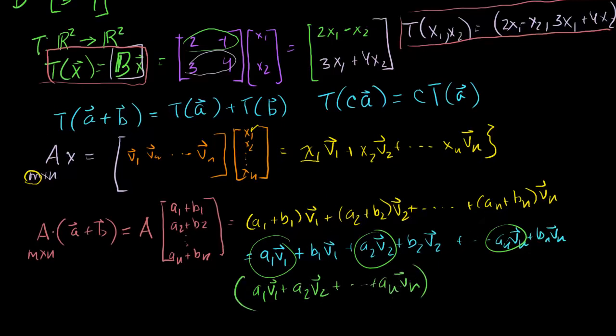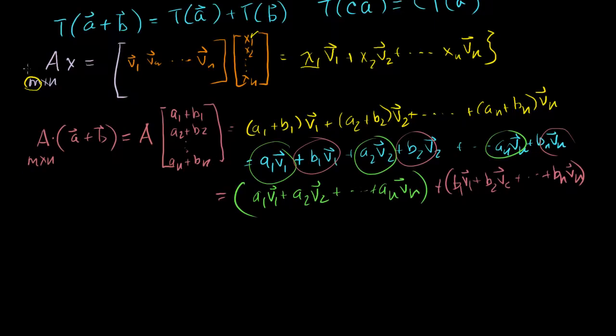We get that plus all the b terms. All the b terms I'll do in this color. So plus b1 times v1 plus b2 times v2 all the way to plus bn times vn. That is equivalent to this statement up here. I just regrouped everything, which is, of course, equivalent to that statement over there. But what's this equal to? These columns are, remember, the columns of the matrix capital A. So this is equal to the matrix capital A times a1, a2, all the way down to an, which was our vector a.